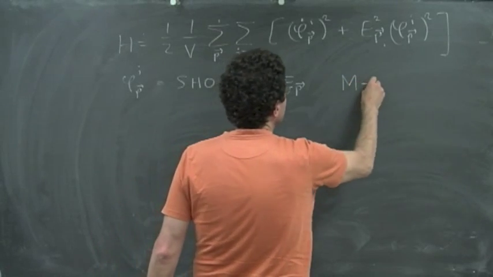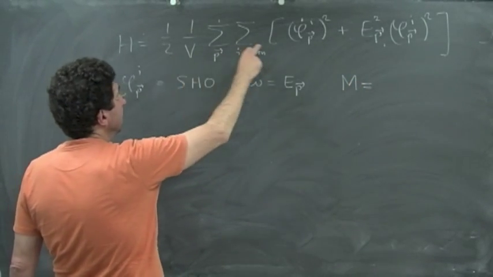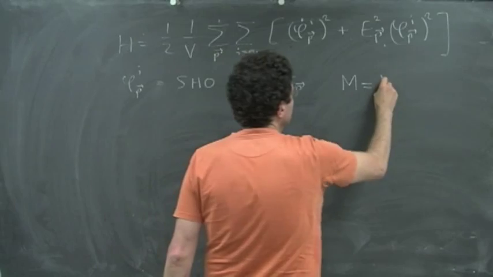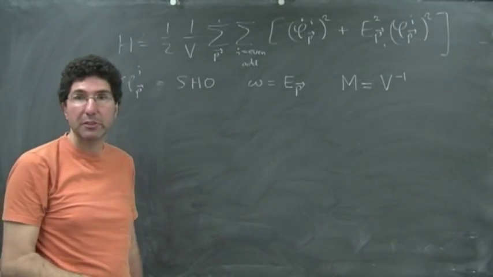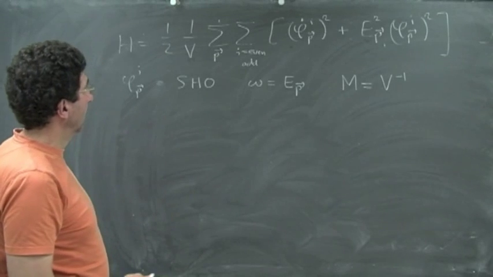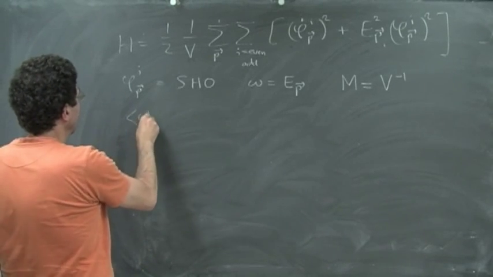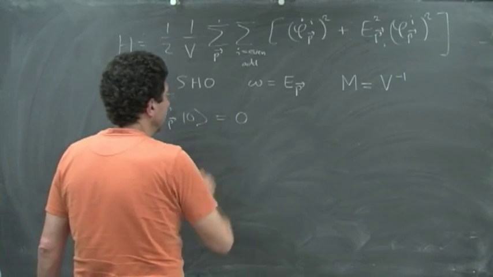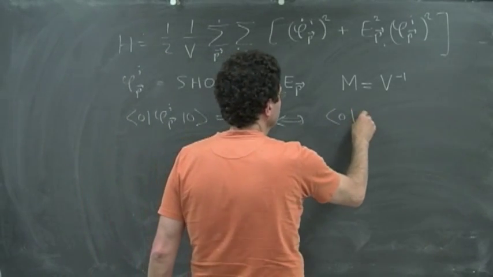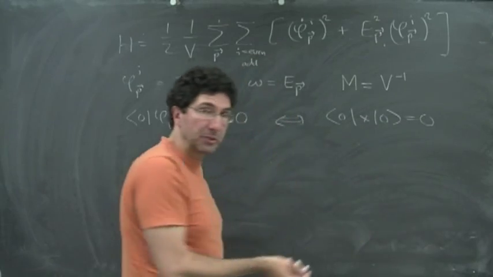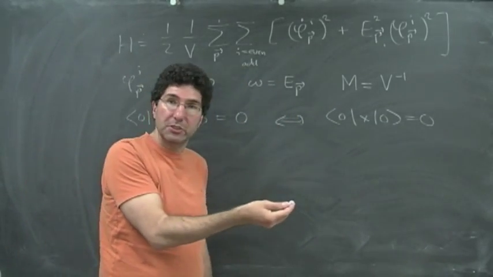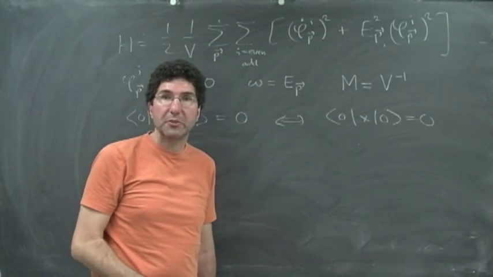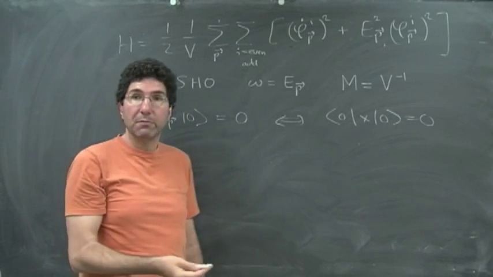And the, so to speak, mass of the oscillator, since this is the kinetic term written in terms of the derivatives of positions, not momenta, is actually 1 over V, this coefficient over here. So we can see that, for example, the vacuum expectation value of each of these is 0, just like the vacuum expectation value of the position in a simple harmonic oscillator is 0. It's basically because of symmetry. There's an x goes to minus x symmetry of the oscillator, and there's a φ goes to minus φ symmetry here. So the field itself in the vacuum is 0.